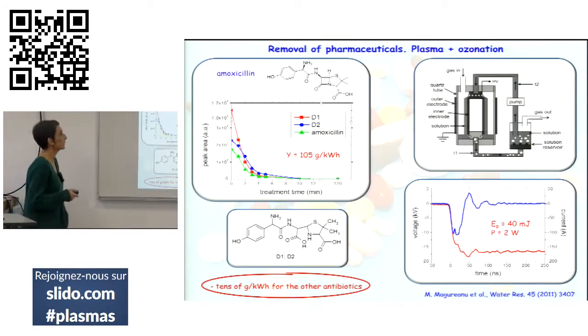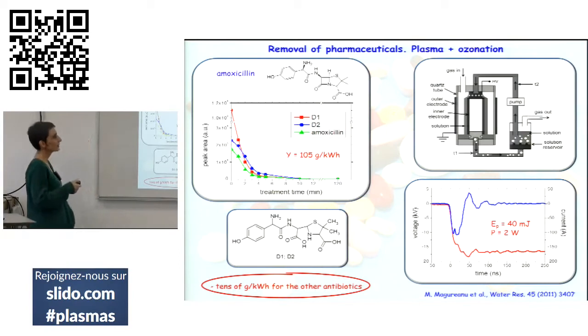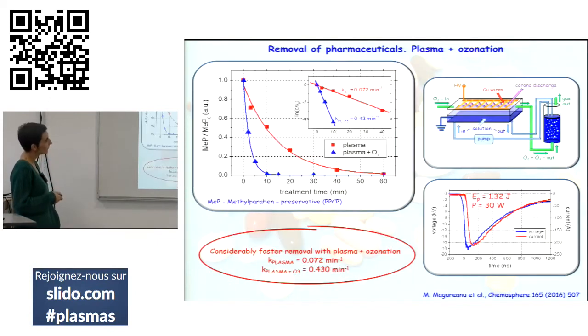This is another example. This is quite a good energy efficiency, 100 gram per kilowatt hour. We have obtained this in a DBD with liquid falling film combined with ozonation. So these are the results for amoxicillin, and we had also some tens of gram per kilowatt hour for other beta-lactam antibiotics such as oxacillin. And this is the comparison between plasma alone and plasma ozonation.